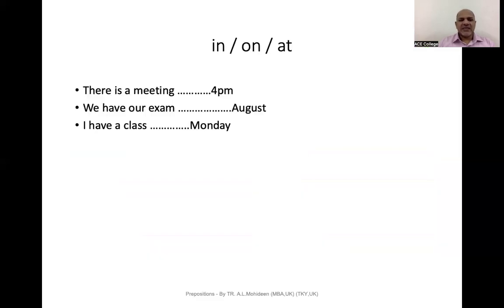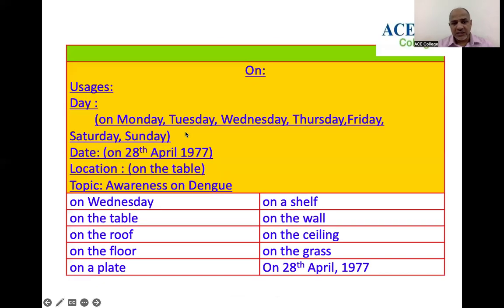So this is the exercise you have to remember. Can you tell me the answer now here? There is a meeting at 4 p.m. We have our exam in August. In August time, this is a month. I have a class on Monday. So you have to remember days. You can put "on." That is what we are going to discuss now.